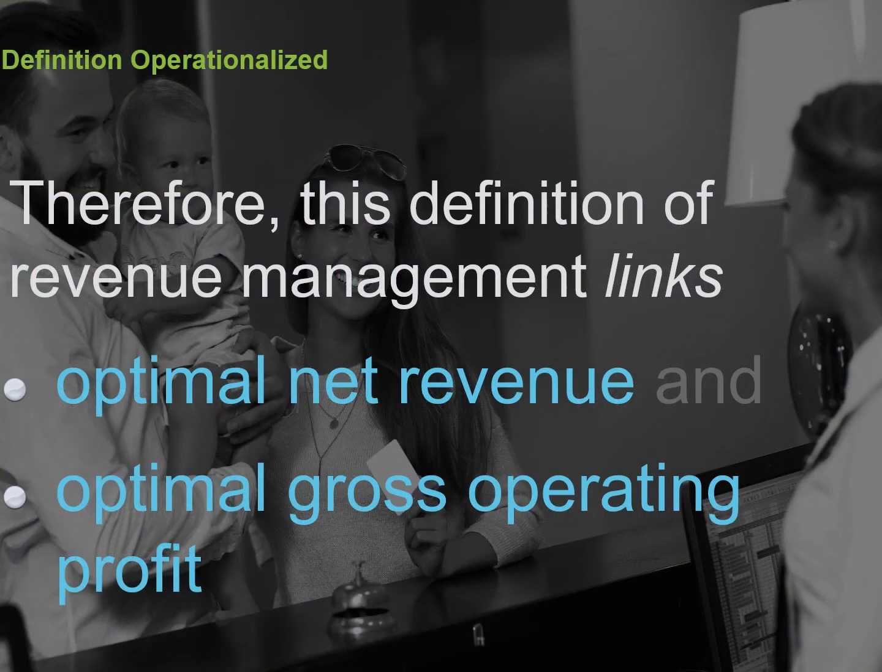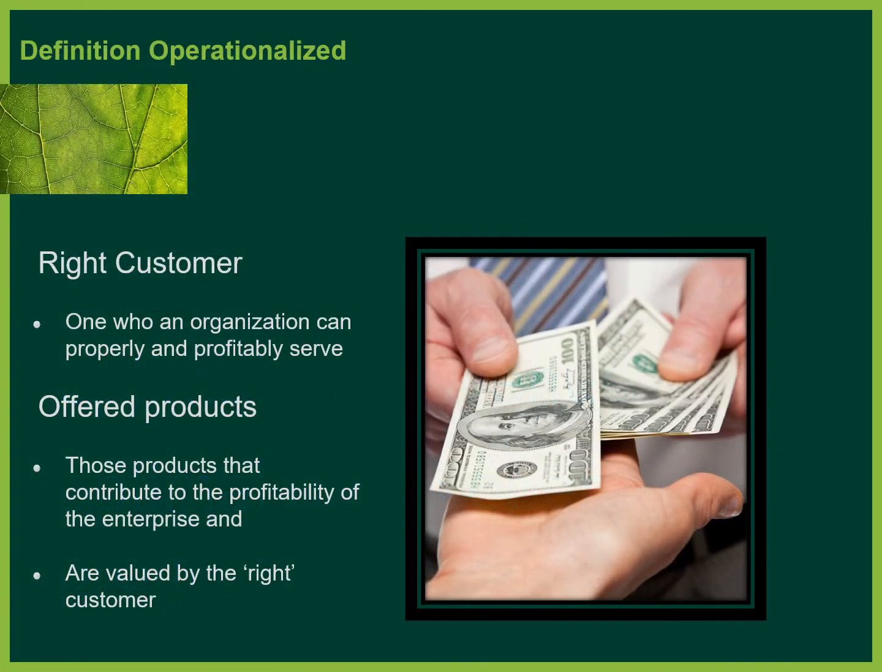Okay, so our definition of revenue management, recall, is a process designed to achieve an optimal level of net revenues and an optimal level of gross operating profit. So they're linked. So who is the right customer? The right customer is one who an organization can properly and profitably serve. So we want to make sure they're getting what they want, and we can do so while achieving a profit margin.